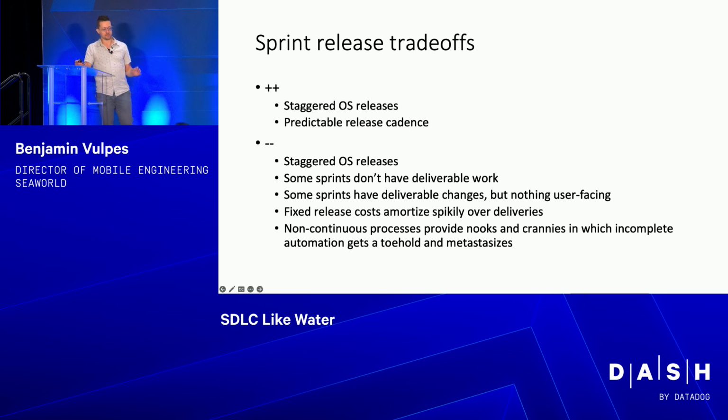This is me. Non-continuous processes provide nooks and crannies in which incomplete automation gets a toehold and metastasizes. Any time that you are running a process that is not the exact same every single time, that has manual steps in it, people will elect to not do those manual steps. It didn't matter last time. It didn't matter the time before last time. All of a sudden, it does matter one time, but they didn't do it because they didn't feel like they had to.